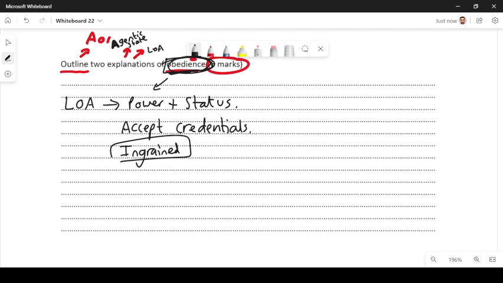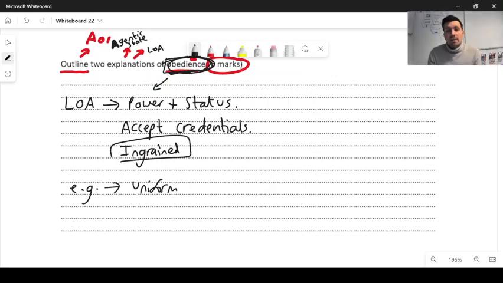In terms of the link to Milgram, there's a couple of things you could do. You could say, for example, the legitimacy of the uniform that he was wearing. That's what I would personally do. You could go down the legitimacy of the location, etc. There's multiple things that you could include there, but as I said, if I was answering this question for 6 marks, that's what I would do.